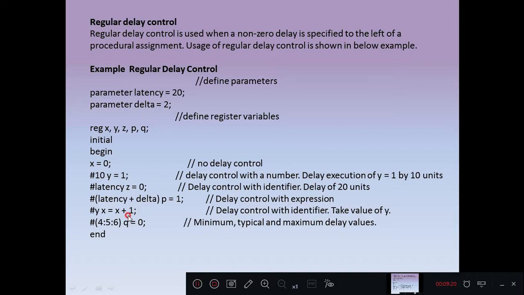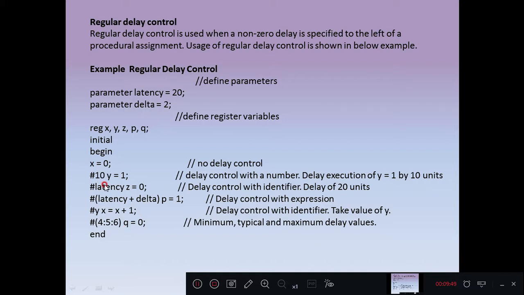And the last statement, if you observe, corresponds to the minimum, typical and maximum delay values that we have discussed during the data flow style of coding. So Q will get value 0 here. So regular delay we are mentioning on the left hand side of the expression. Okay, on the right hand side of the expression also we have seen delay assignment.